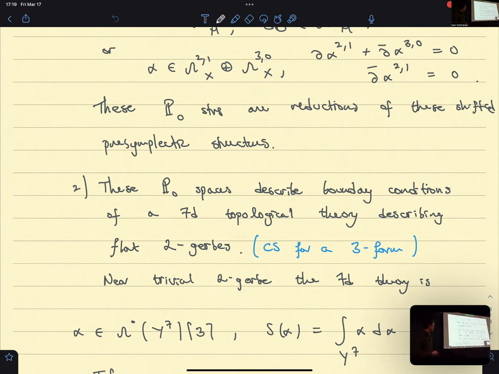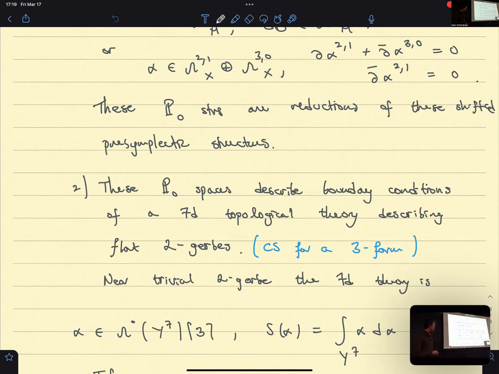And I'll spell out right now how each of the examples I just gave can be understood as certain Lagrangians in the phase space of a topological 7-dimensional theory, which describes flat two-gerbs, flat abelian two-gerbs. And you think about flat abelian two-gerbs sort of concretely as like Chern-Simons theory, but for a three form in 7 dimensions.